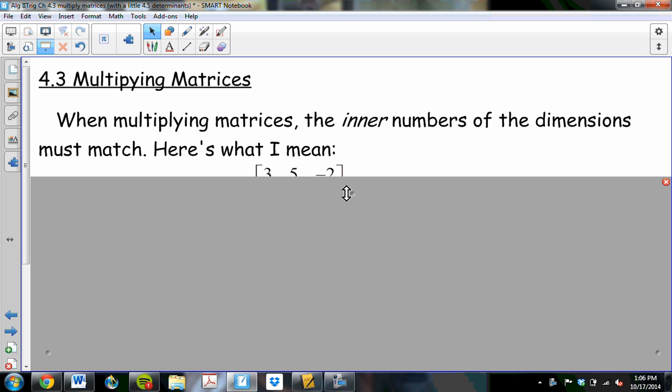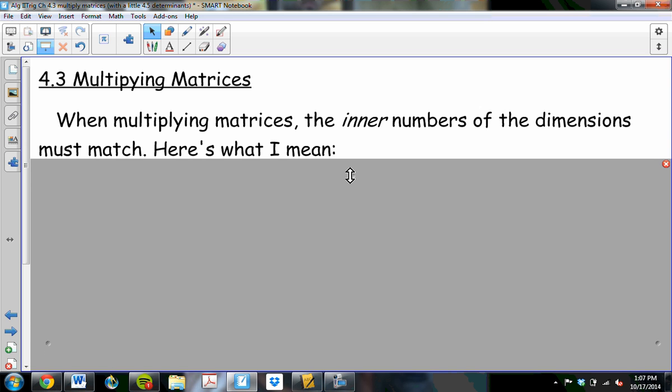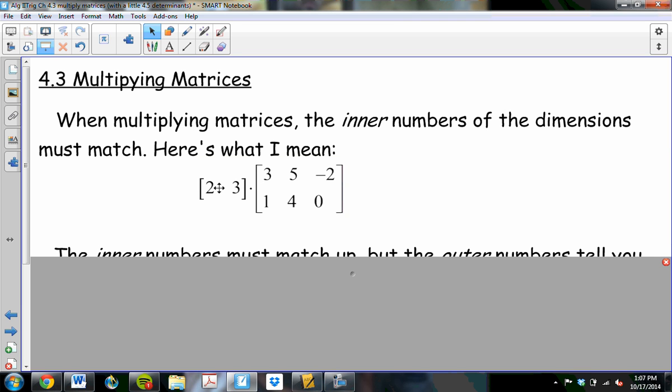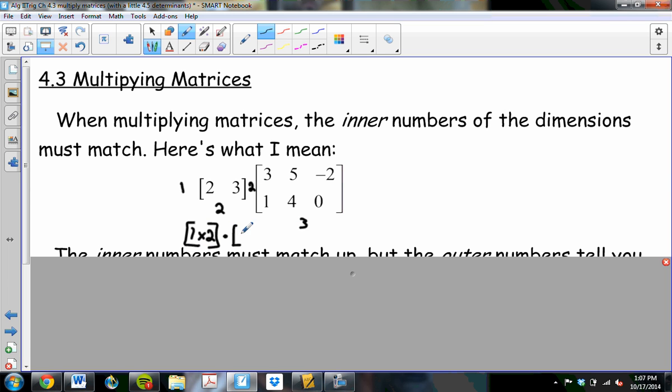When you're multiplying matrices, the inner numbers of the dimensions must match. Here's what I mean by saying the inner numbers must match. This first matrix right here is a 1 by 2 matrix. This second matrix here is a 2 by 3 matrix. So if I want to multiply a 1 by 2 with a 2 by 3, since the inner numbers out of these four numbers are the same, since these two match, I'm allowed to multiply them.